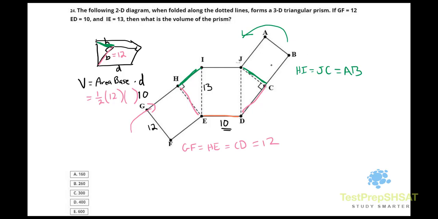What do I know? IE here is 13. Well, I know my CD, which is the same thing as HE here. That's 12. So if I know it's a right triangle, and I've got a leg of 12 and a hypotenuse of 13, I know my missing side length must be 5. It's a 5, 12, 13 right triangle, which is one of the Pythagorean triplets. So I know my height must equal 5.